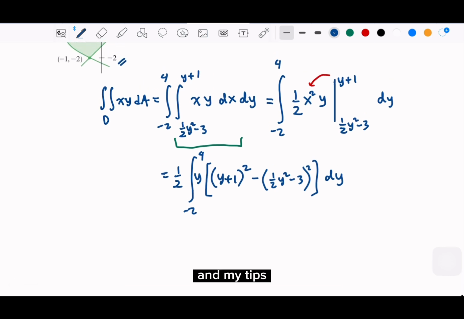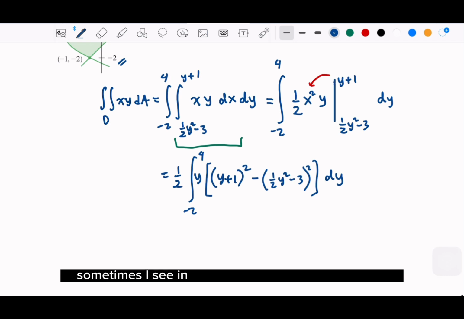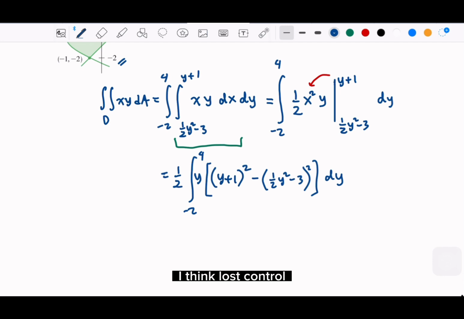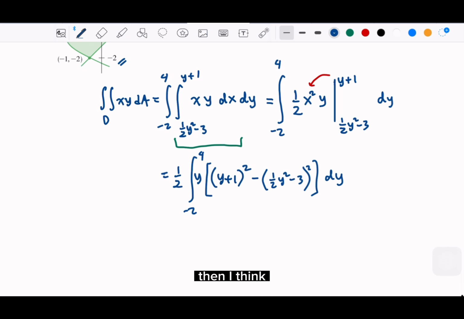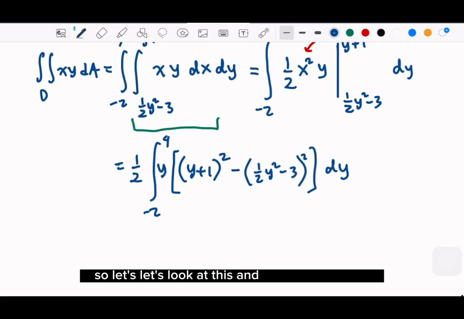And my tips, suggestions: sometimes I see in your answers for some problems, when you get a supposedly complicated process, sometimes you feel intimidated, and then you lose control, like what should be done. But for me, as long as you are keeping on the right track, even though you are taking it slowly, it's better than taking it in a nervous way. If you panic and then you are not able to think, then I think that's not a good way to solve math, because math needs consistency, even though it's slow, that's okay, okay? So let's look at this and try to solve slowly.